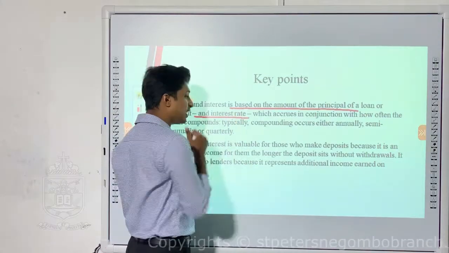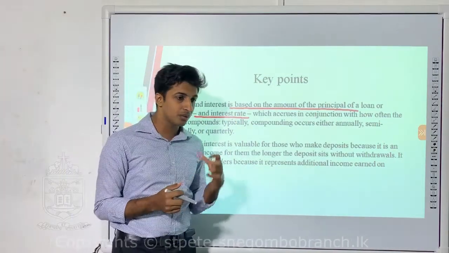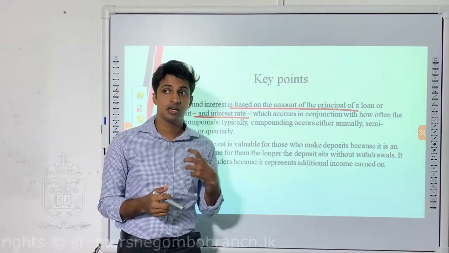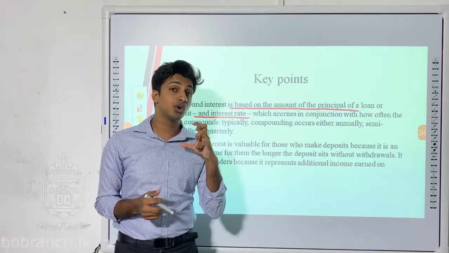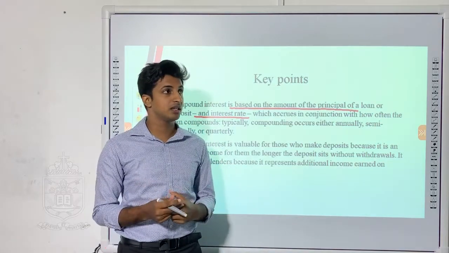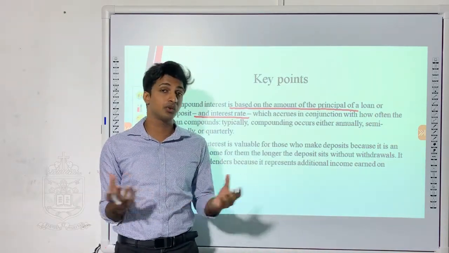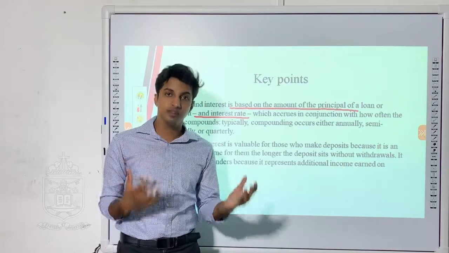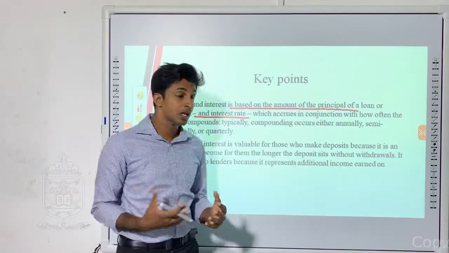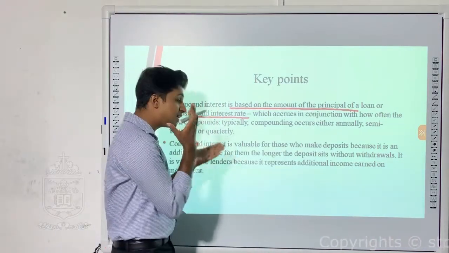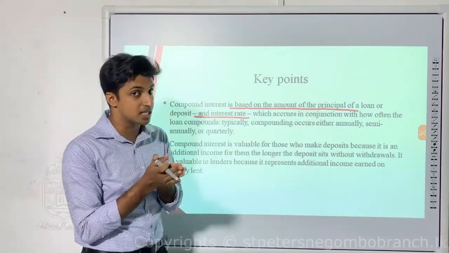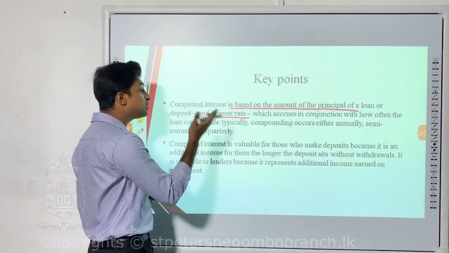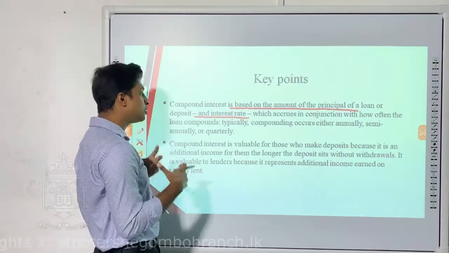And the interest rate comes from a monetary institution. We don't know what sort of rate they might give you, but for example, let's take a compound interest rate of 12% or 6%. It will differ from time to time. So compound interest is based on the interest rate and on the principal amount, which accrues in conjunction with how often the loan compounds.